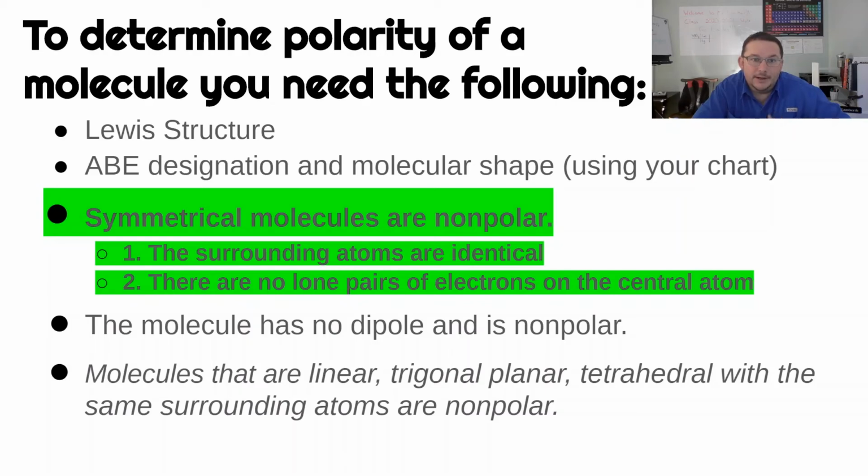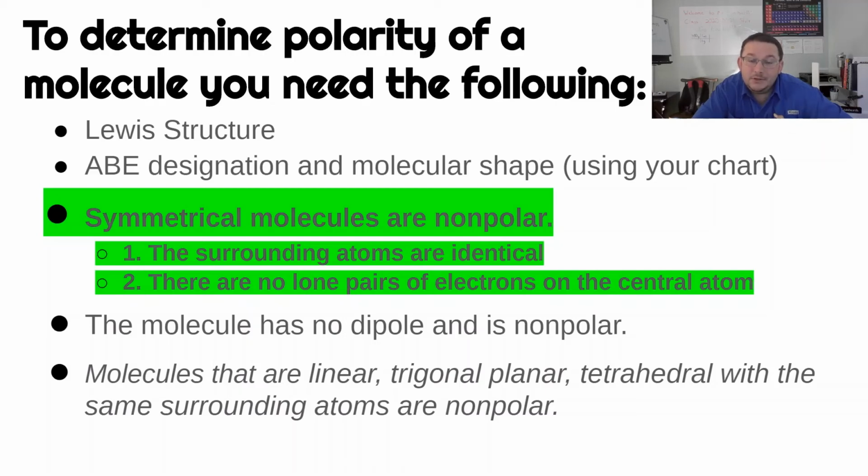Okay, and so I say that only up to 4 electron domains are these. Is this in here? What we have in green right here, true? Okay, so if it has atoms that are all the same and there are no lone pairs on the central atom, then it's not going to have a dipole because those bonds are going to cancel each other out. The polarity of those bonds is going to cancel each other out, and the entire molecule will be nonpolar. Okay, so molecules that are linear, trigonal planar, tetrahedral with the same surrounding atoms are going to be nonpolar.